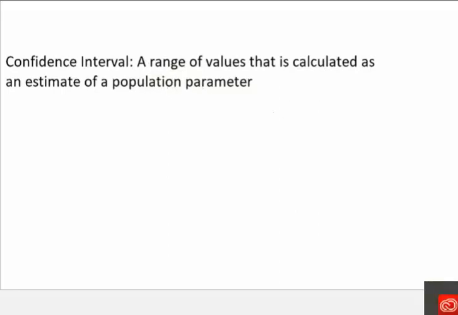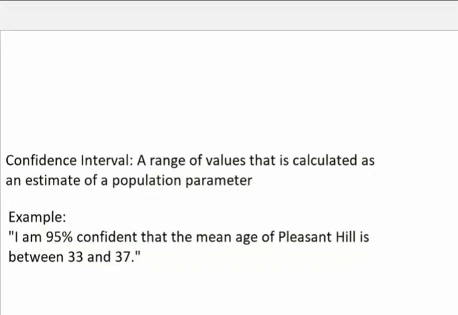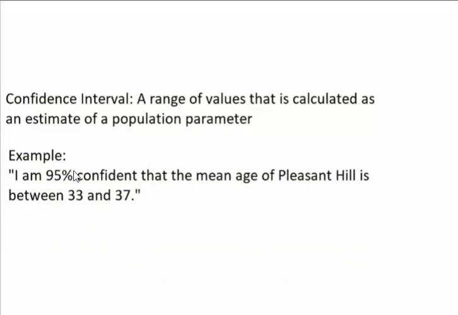So let's look at an actual, or just a made up, example of a confidence interval. So if a person says, I'm 95% confident that the mean age of Pleasant Hill is between 33 and 37, that would be a confidence interval. A person is creating an interval, which in this case goes from 33 to 37, and the person is saying how confident he or she is that this population parameter, the mean age of Pleasant Hill, is within that interval. Another example of a confidence interval might be, I'm 95% confident that the mean GPA of the US college student population is between 2.5 and 3.5.